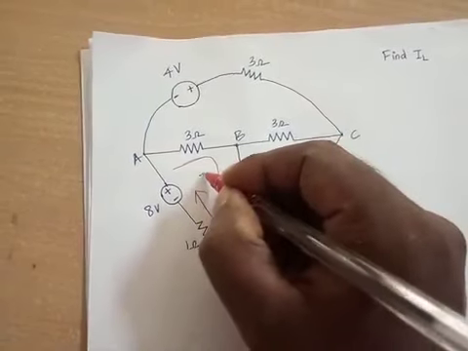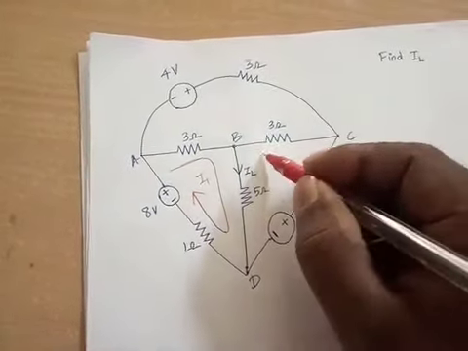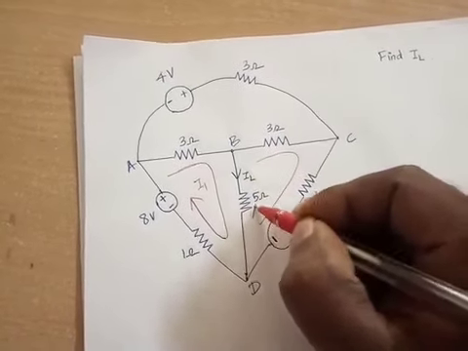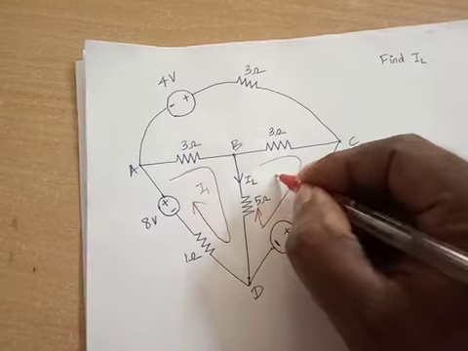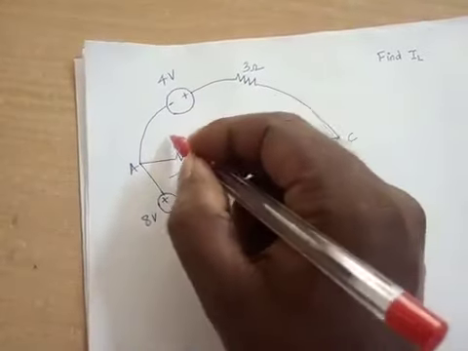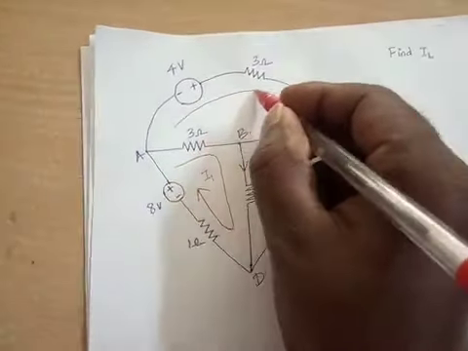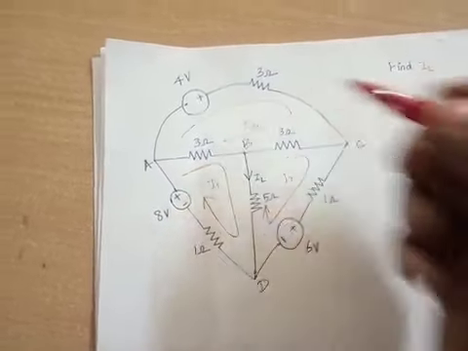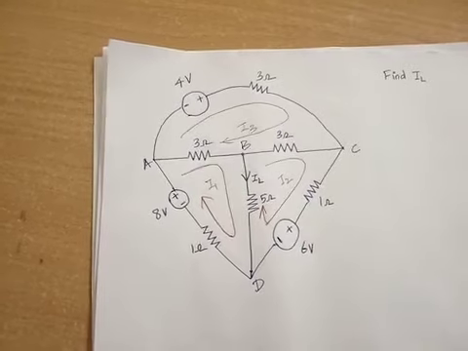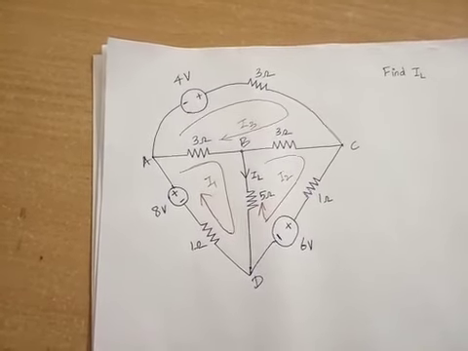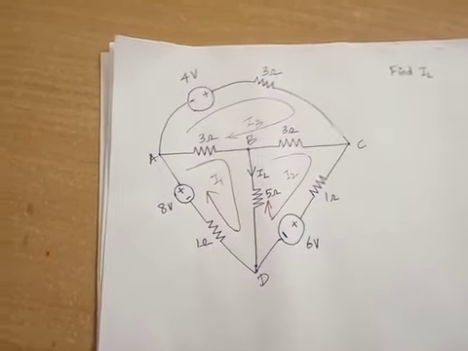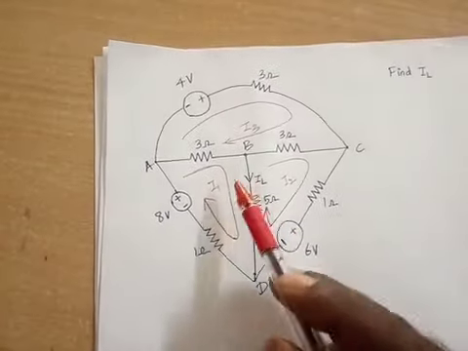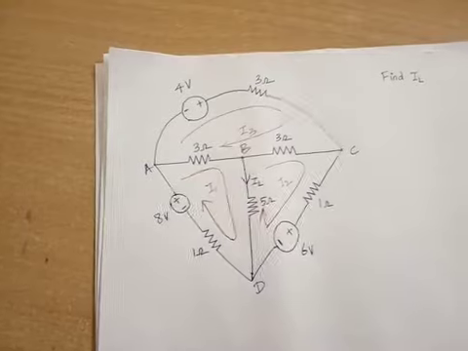Say the current in the first loop is I1, the second loop current is I2, and the third loop current is I3. Here all the currents are flowing in clockwise direction. You can assume your own current direction, clockwise or counterclockwise. Here I am assuming all the currents are flowing in clockwise direction.